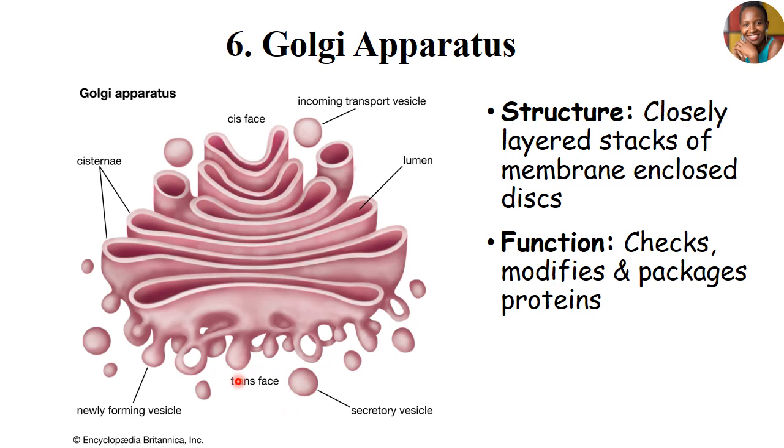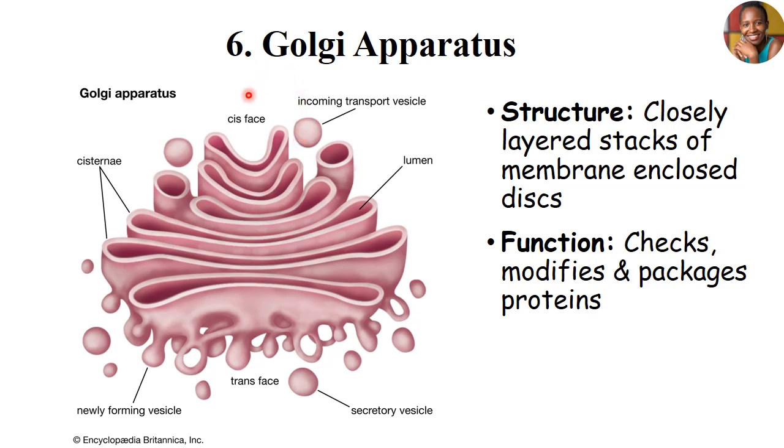So just to bring you in so that you can see. It has a trans face and it has a cis face. With these names, the cis face means incoming or the entry point. The trans face, from the name transport, is the exit point. So remember the Golgi apparatus is for checking and modification of our lipids and proteins. These proteins and lipids are coming from the manufacturing points, and these are the rough endoplasmic reticulum and the smooth endoplasmic reticulum.